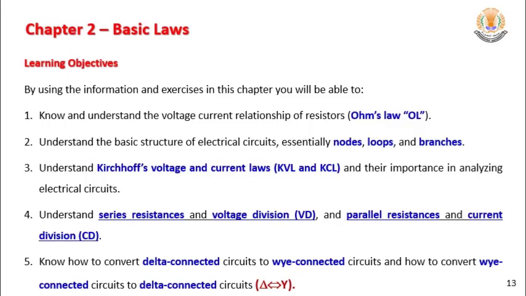As a rule of thumb, basic laws can be used for simple circuits. What's meant by simple circuits? Circuits containing one source. With more than one source, it's better to use one of the analysis techniques in the coming chapters. Clear? So what does basic laws mean? Ohm's law, KCL, KVL, current divider, CD, voltage divider, VD, and if needed, delta Y transformation or conversion. Clear? This can be used only if you have one source.